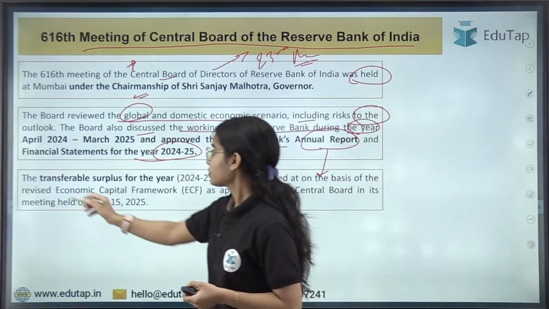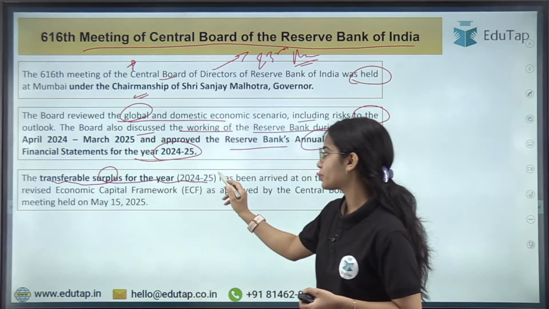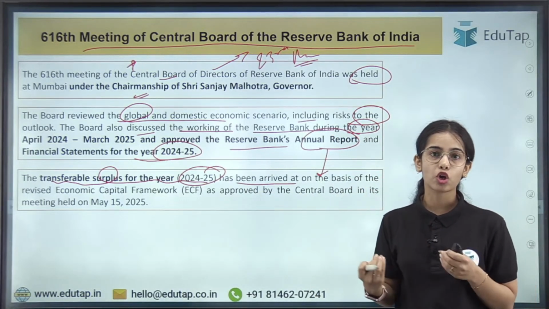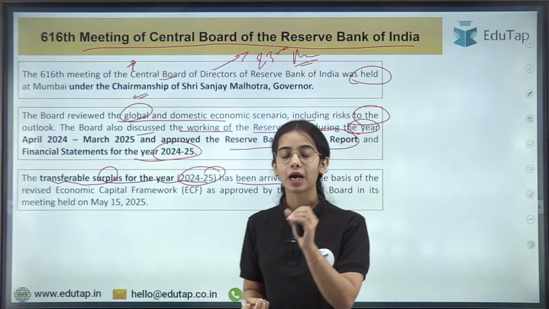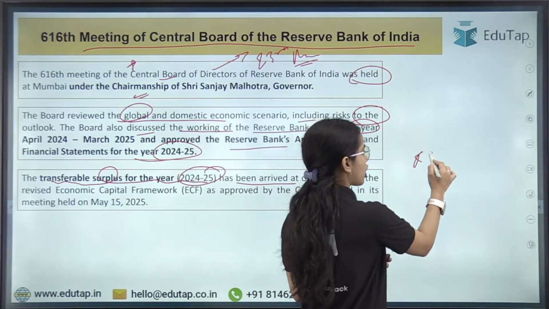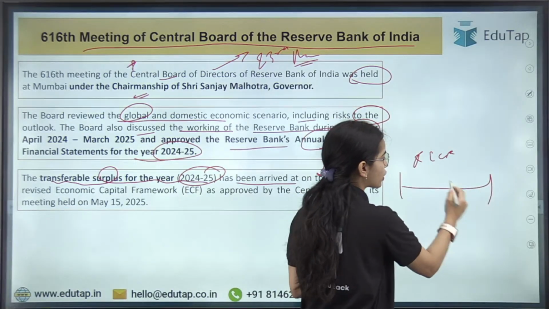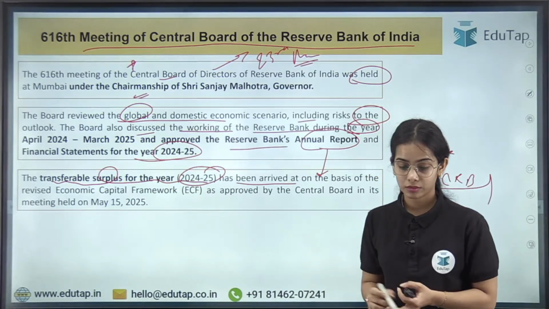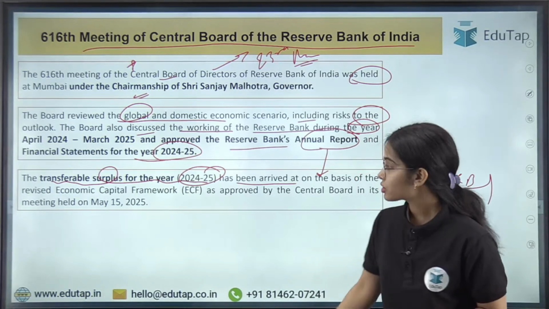Okay. The transferable surplus for the year 2024-25 has been decided on the basis of the revised economic capital framework. So in the revised economic capital framework, can you tell me what is the range for the contingent risk buffer? Okay. So this is the idea.